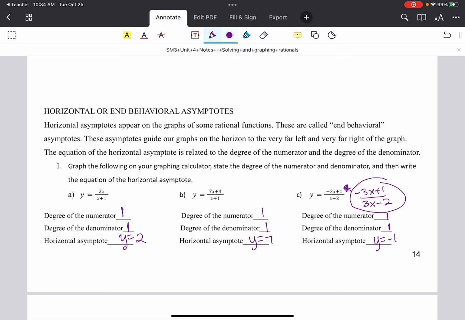So what is the pattern? What are you seeing? What was your name again? Jacob. Okay. I want you to tell the class what you found out.